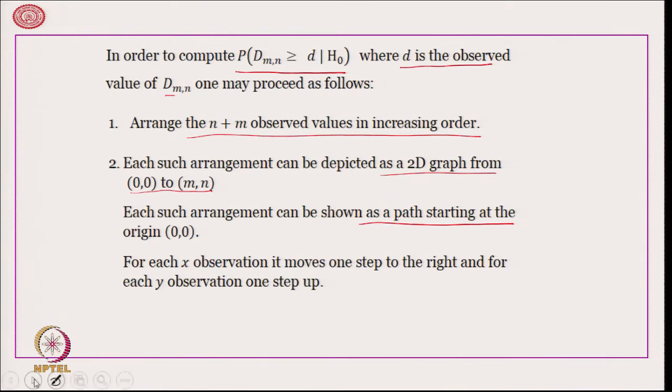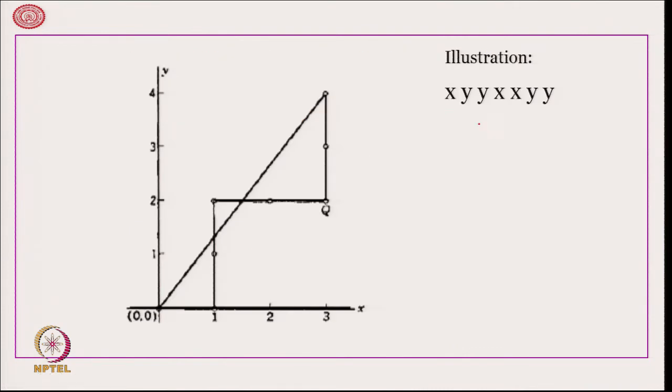So, let me illustrate that. Consider m is equal to 3 and n is equal to 4. Corresponding to each x observation, we go from the current position to the right. Therefore, first we got an x, we come here, then we got y, then another y, then x, and then y and y.